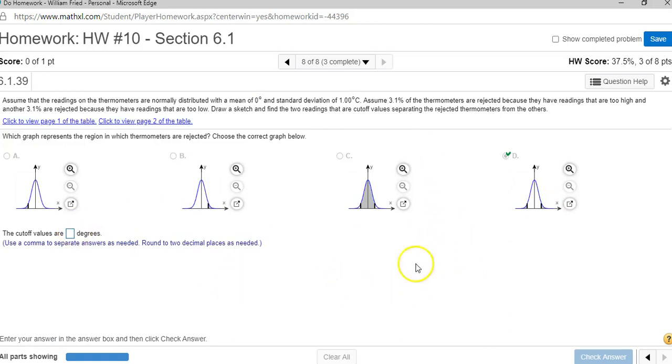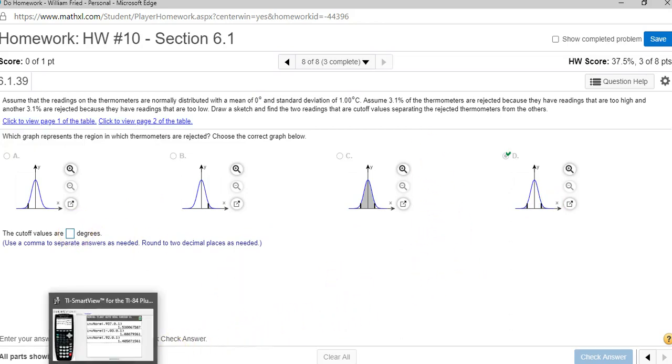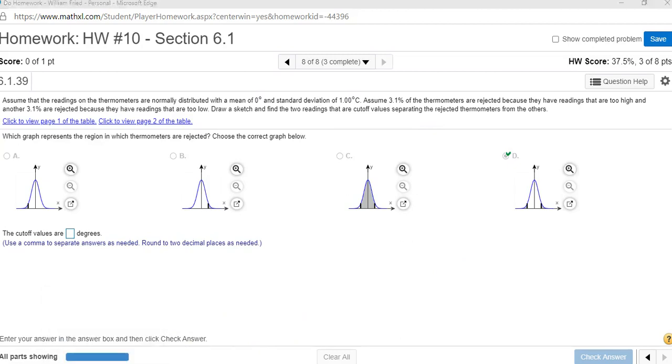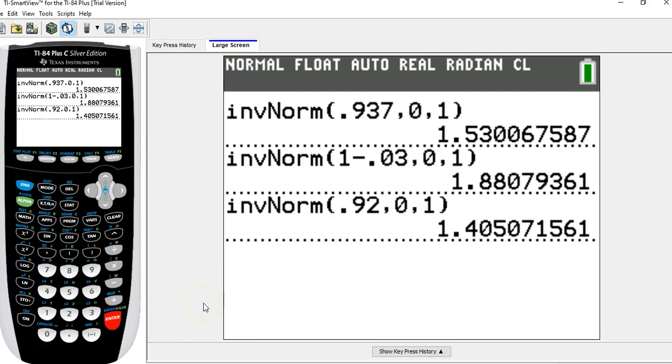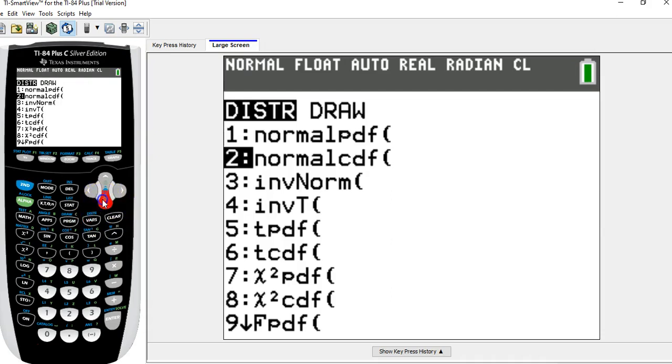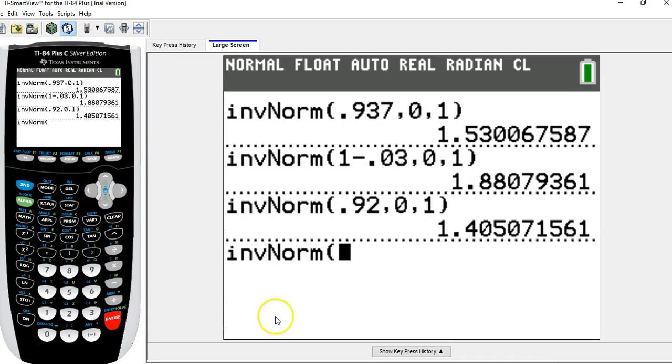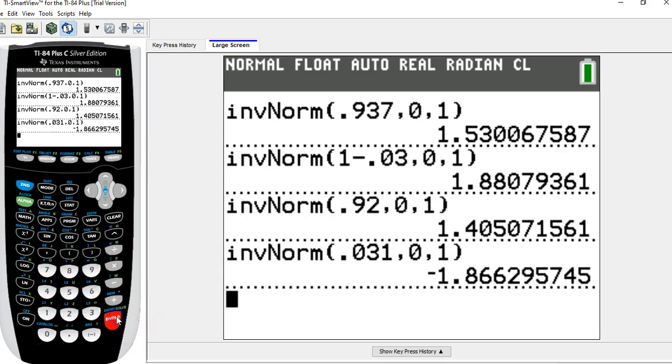So it's 3.1%, which is 0.031. Well, I'll show you to calculate both of them. So the one that has 3.1% to the left would be the lower value they're asking for. If I go distributions, InvNorm, 0.031 is 3.1% as a decimal. 0.031, comma, 0, comma, 1. That gives me negative 1.87 to 2 decimal places.